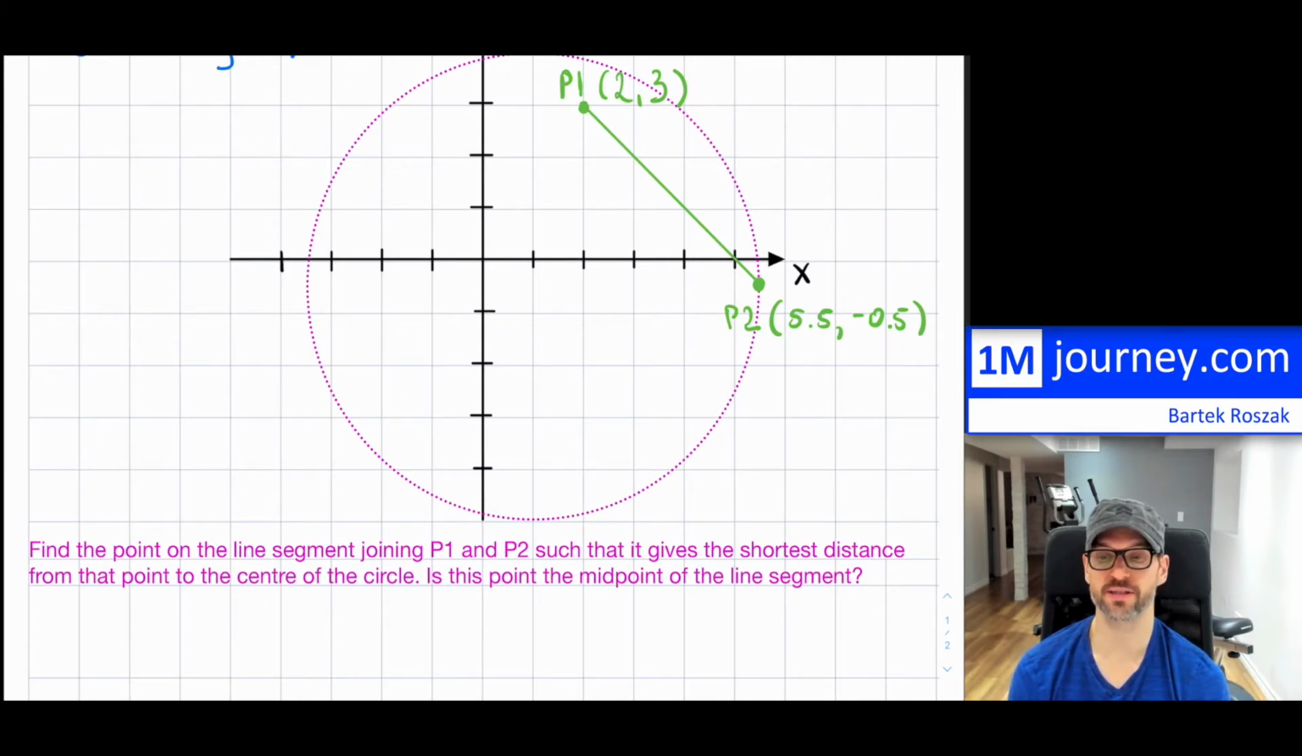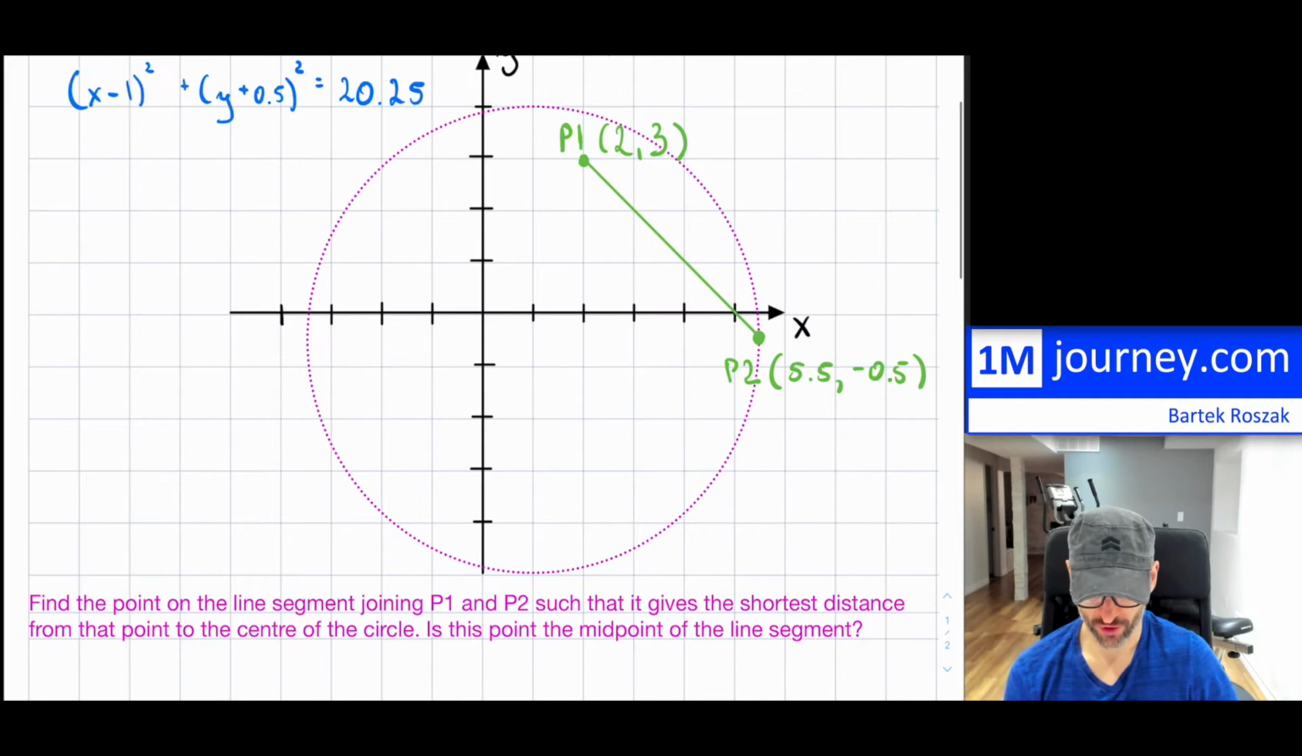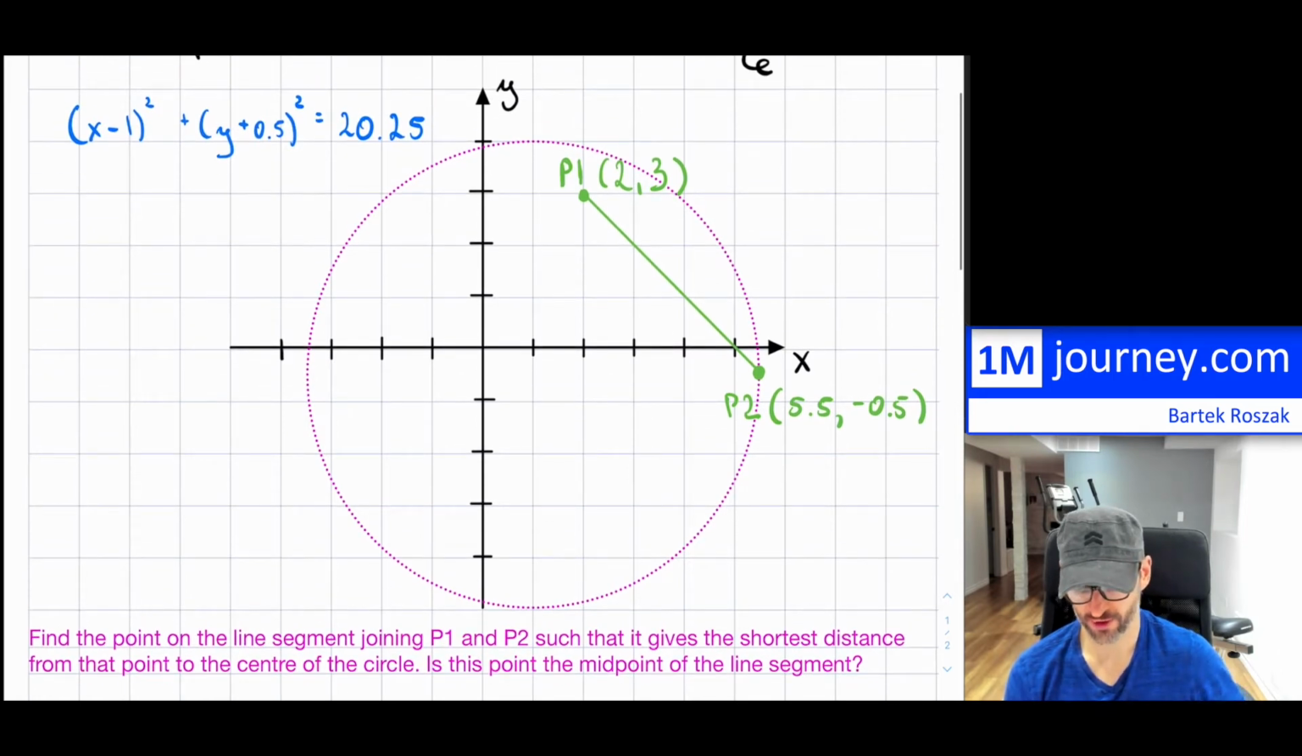Now we do need the center of the circle, which we can obtain from the actual equation of the circle, which has been given. I plotted the circle for you, so here is the equation of the circle. And then the other question it asks is: is this point the midpoint of the line segment? Those are pretty interesting questions, to gather the information needed to solve it. So let's begin.